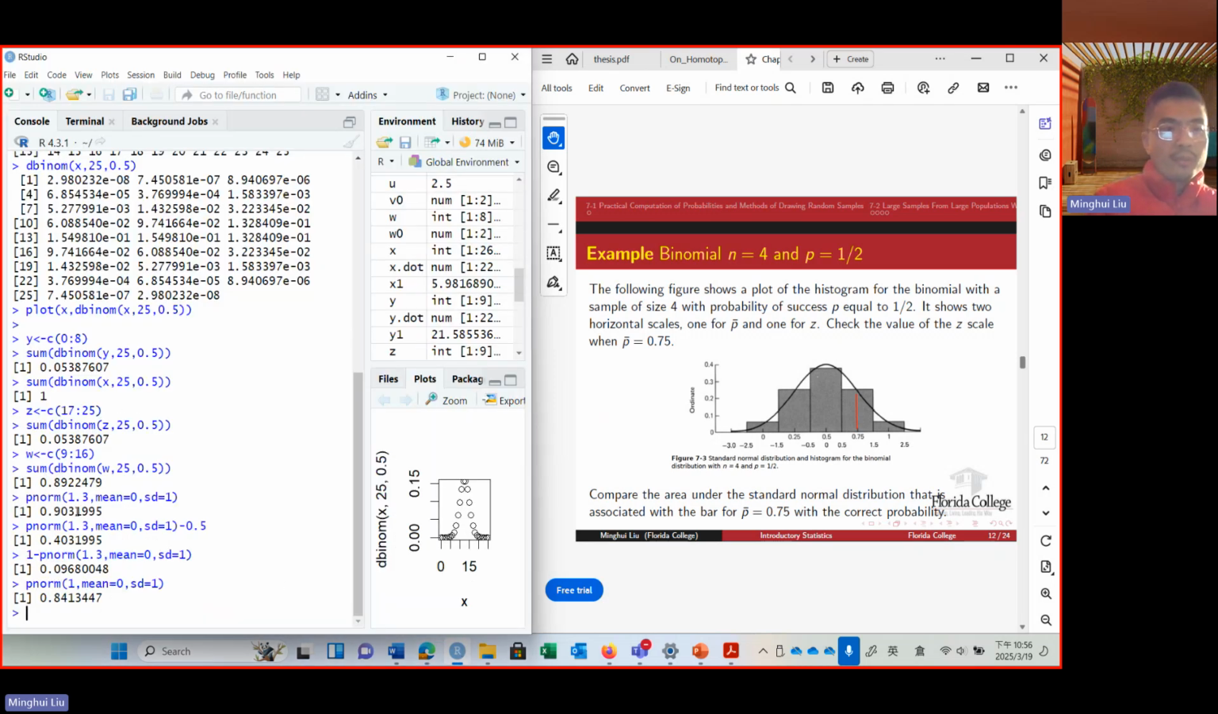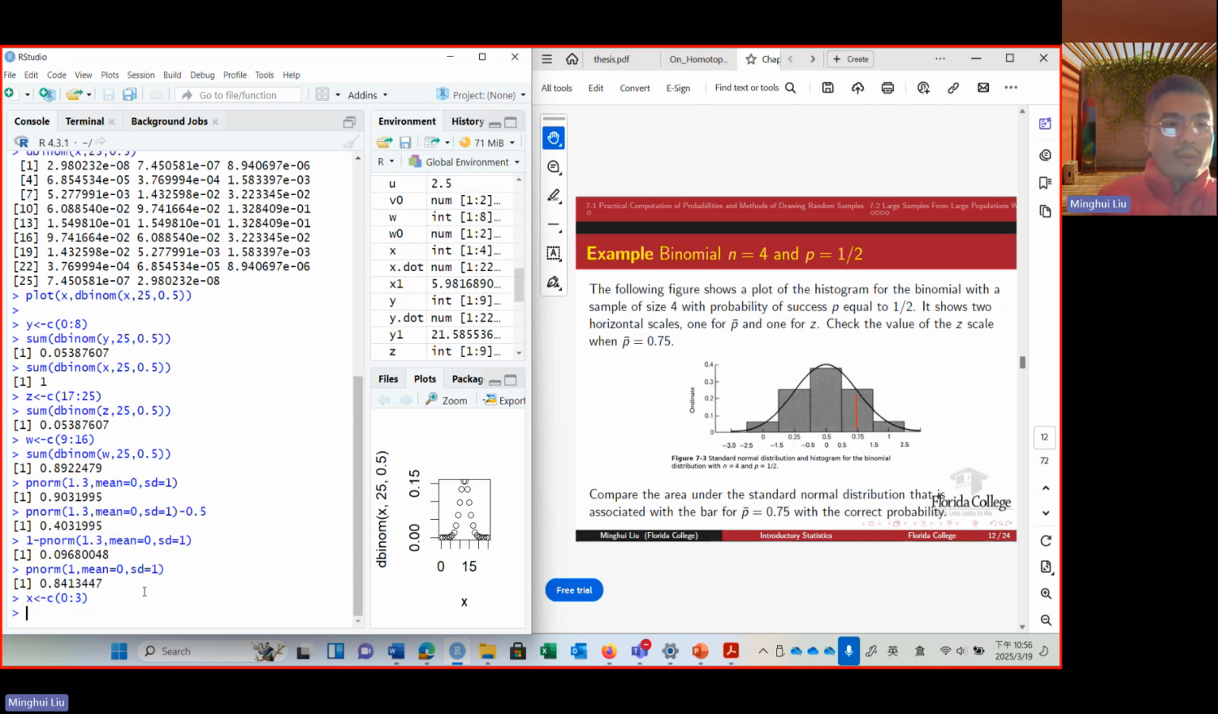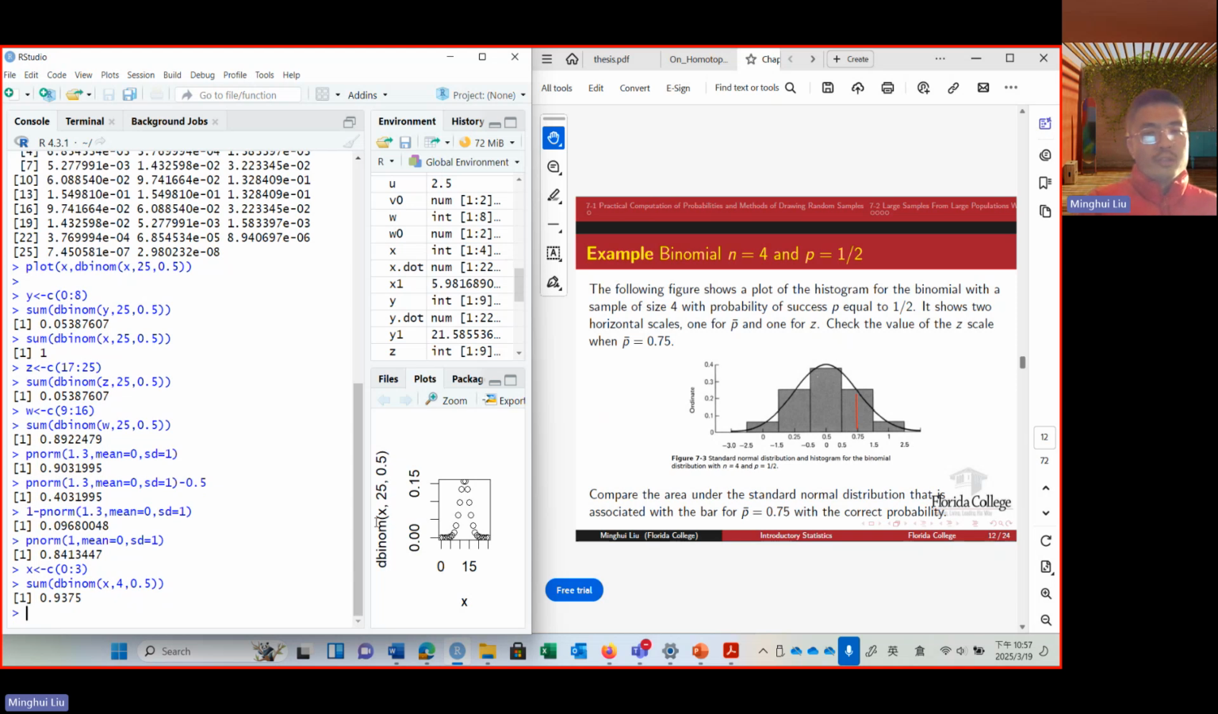Here we define another variable called x, defined as the vector between 0 and 3, because this is 0 heads, 1 head, 2 heads, and 3 heads. And now we're going to do the sum of the dbinom of x, and of course this time, instead of doing 25 times, we're going to just do 4 times. So this area is approximately 0.93. So this is the area to the left of this.